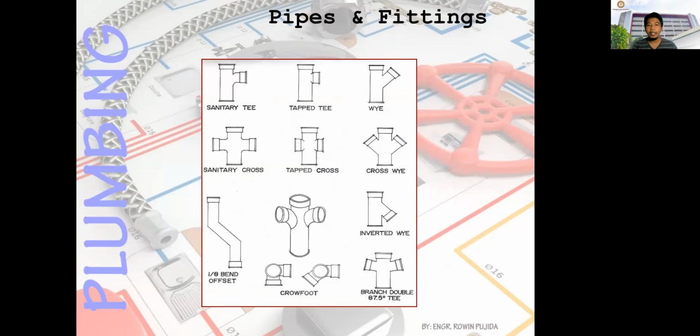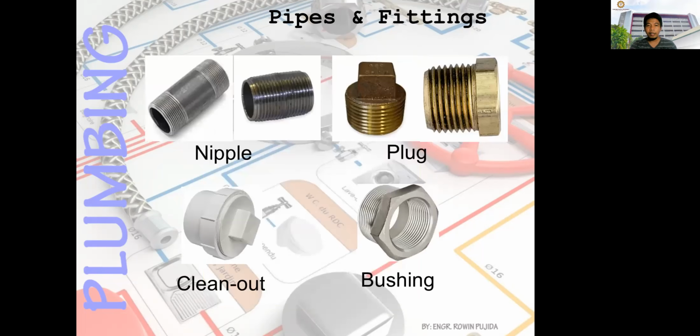You have here the Y, the T, the sanitary cross T, but for the sanitary cross T, I don't see this anymore. So the commonly used fittings in drainage and sanitary lines are the Y and the elbow, the 45-degree elbow. Also, you have the T, then the P-trap, clean outs, and the 90-degree elbow.